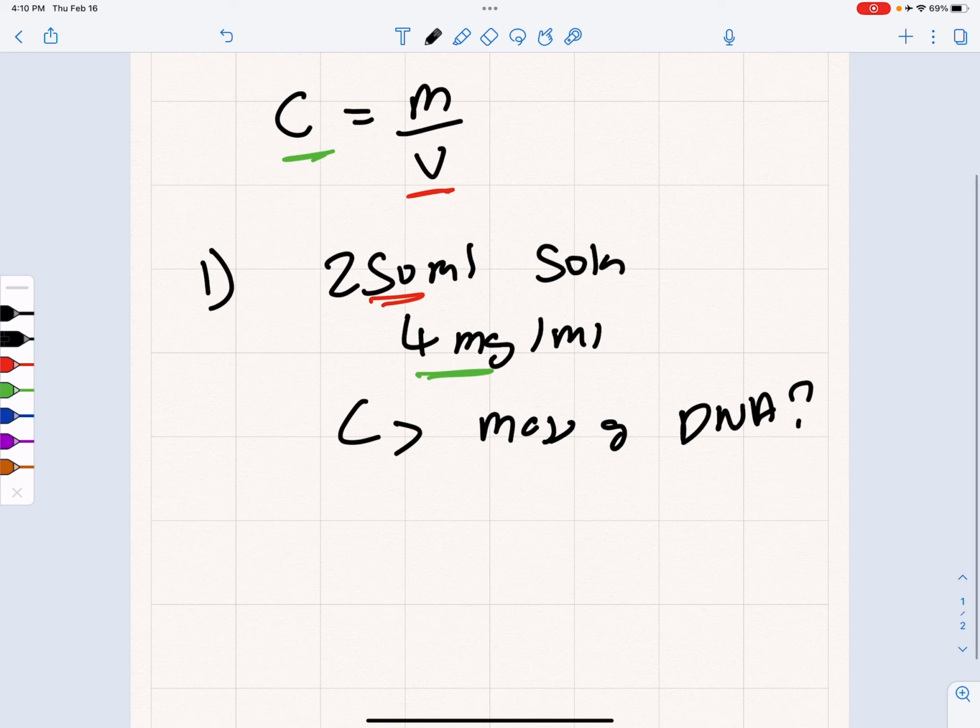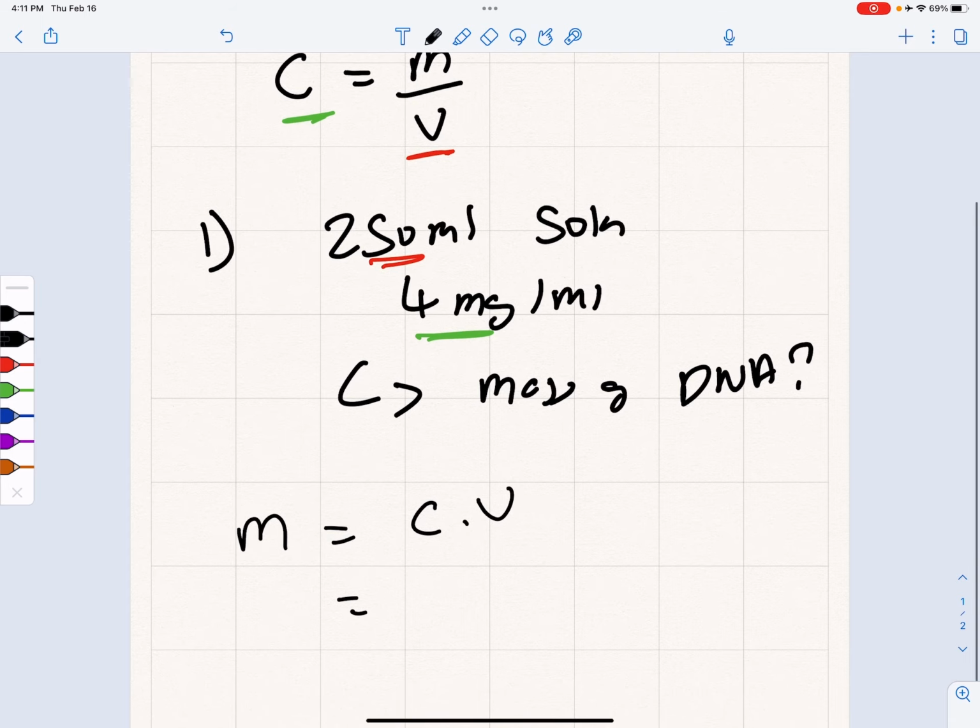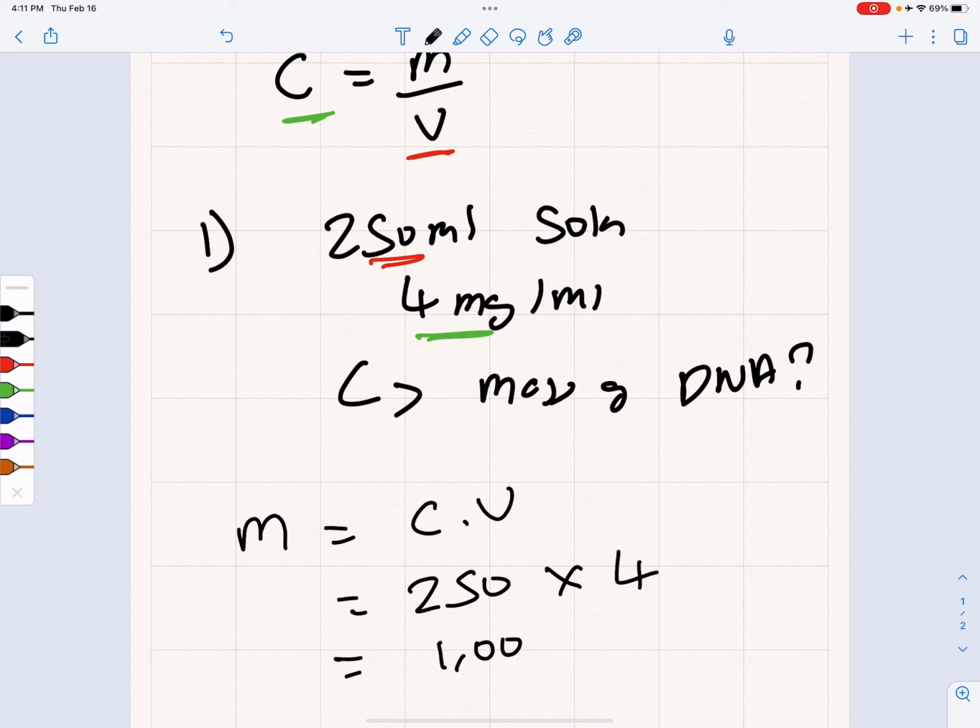So this will be mass equals C times V. So we simply do, we can leave it in milliliters if we'd like, 250 times 4, and that will give us 1,000. And again, keep an eye on the units. We're going to be in milligrams, so it's going to give us 1,000 milligrams. So a 250 milliliter solution with a concentration of 4 milligrams per milliliter is 1,000 milligrams. And again, if we think about that, that makes a lot of sense because in a whole liter, there's going to be fourfold more, which is then going to be 1,000 milligrams.